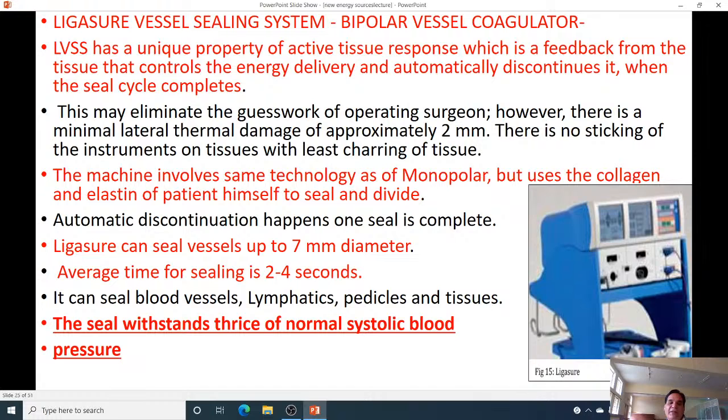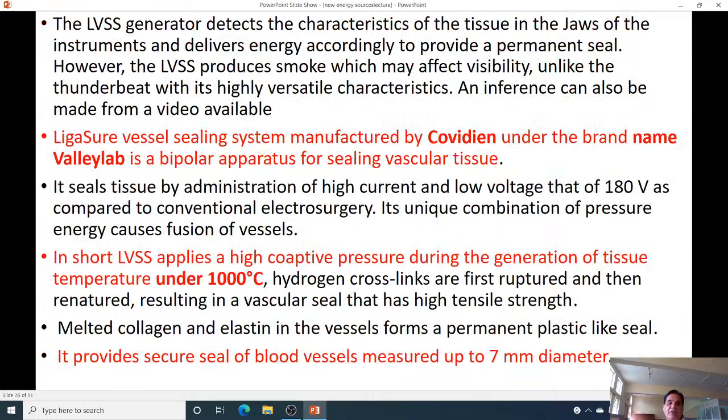And the seal which LigaSure is producing in an artery can withstand 3 times the normal systolic blood pressure. That means this seal is so strong it can withstand up to 400 millimeters of blood pressure, which is never reached, very, very rare. Even at that high blood pressure, this seal will not dislodge. So this is the advantage of the LigaSure system. The generator detects through the jaw what type of tissue is there and how much pressure is required.